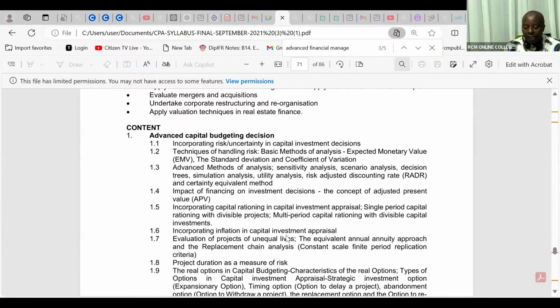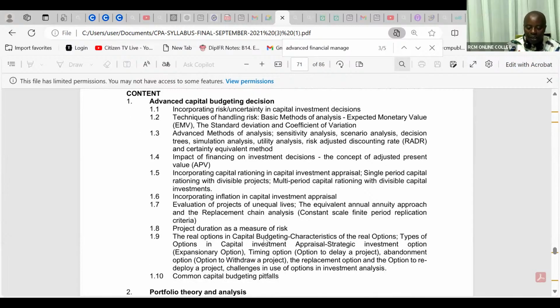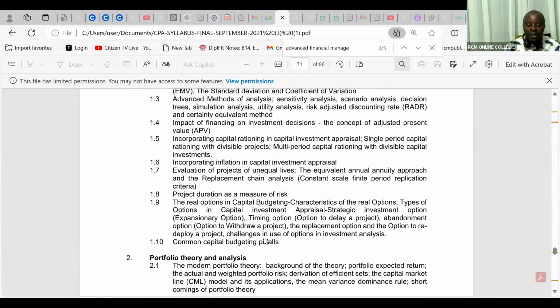Incorporating inflation in capital investment appraisal is very, very common in exams. Evaluation of projects over unequal lives, using the equivalent annuity approach and the replacement chain analysis, constant scale finite period replication criteria. Very easy, you should be able to look at that. Project duration as a measure of risk. And the project duration as a measure of risk, we shall be looking at the famous Macaulay duration.